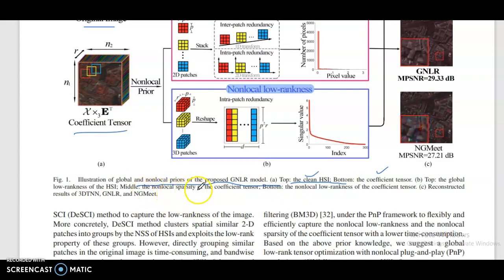Middle, non-local sparsity of the coefficient tensor. Bottom, the non-local low rankness of the coefficient tensor. Reshape, non-local low rankness, intra-patch redundancy, reshape 3D patches, singular value, index 0 to 300. And then the reconstructed results of 3DTNN, GNLR and NGmeet.